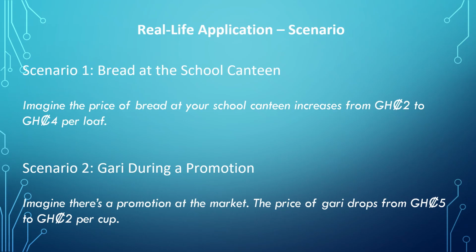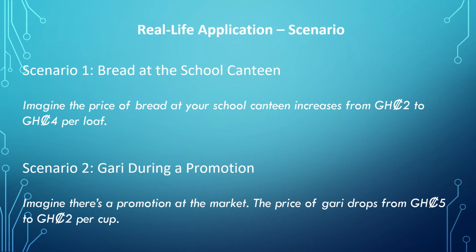Let's go to the second one. Here, the second scenario, we're talking about gari doing a promotion. Imagine there's a promotion at the market. The price of gari drops from 5 cedis to 2 Ghana cedis per cup. Based on the law of demand, what will you expect to happen to the quantity of gari demanded? Think about it.